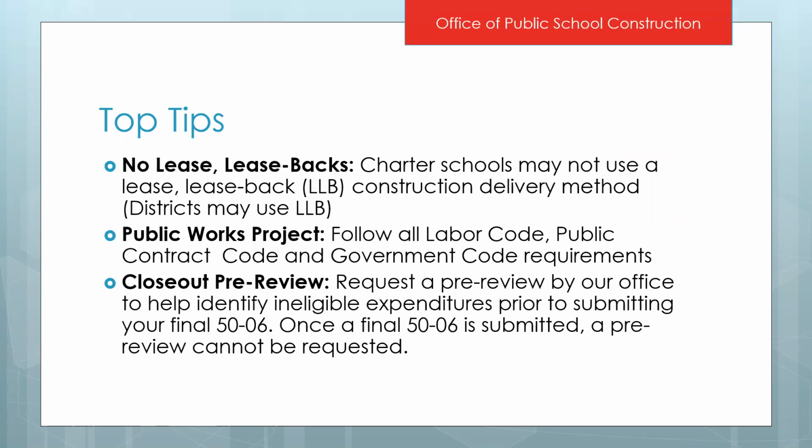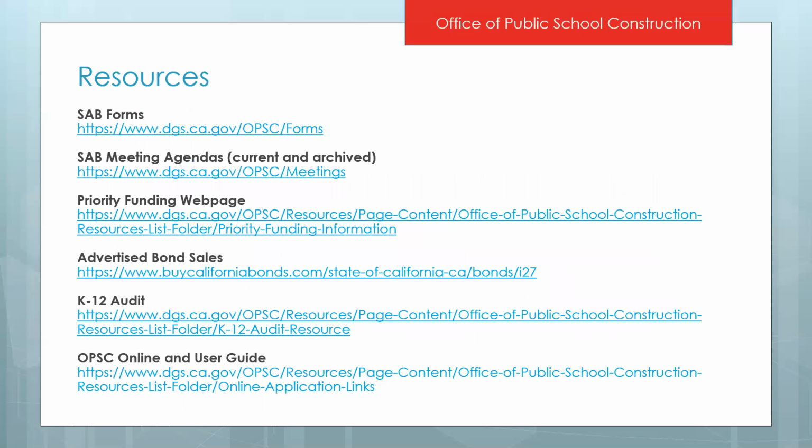And then lastly, don't forget about requesting that closeout pre-review if you have any concerns about any costs being reported on that detailed listing of project expenditures being ineligible. And keep in mind that that request needs to be before you submit a 100% complete 5006 or that 3 or 4 year timeline runs out.